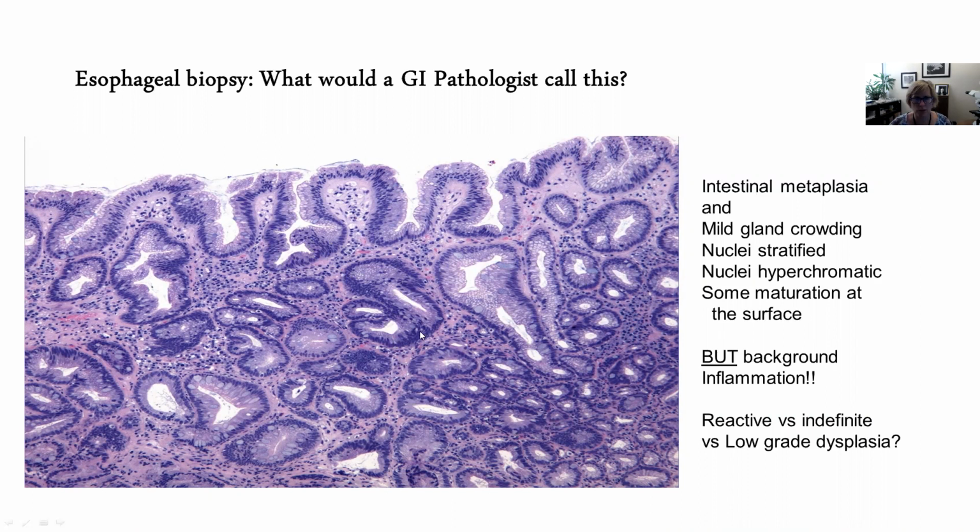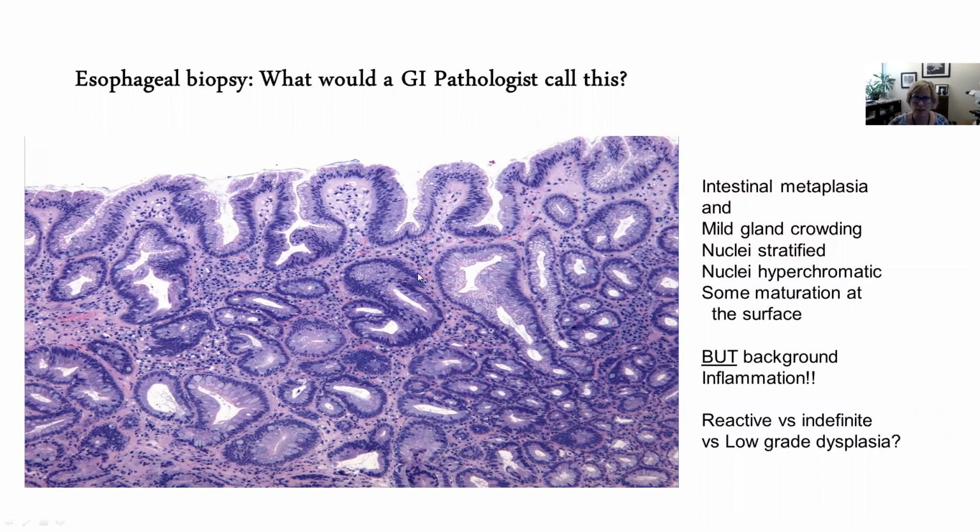And when we look at surface maturation, where we want it to look more like gastric epithelium as it comes towards the surface, in some areas it looks quite good. And in other areas, we see that there is stratification and abnormal dark nuclei coming quite far onto the surface. So there isn't perfect maturation. And this is all occurring in a background of inflammatory changes in the lamina propria, where we see a number of lymphocytes and plasma cells.